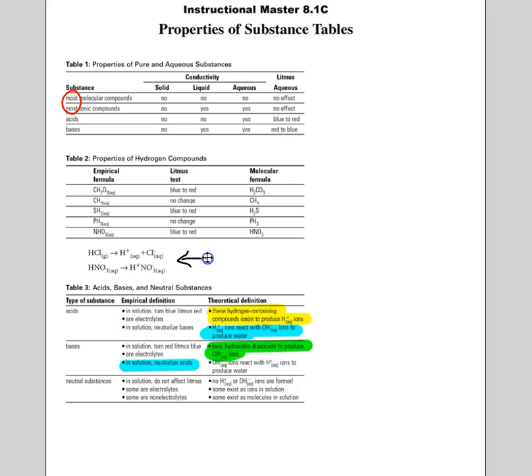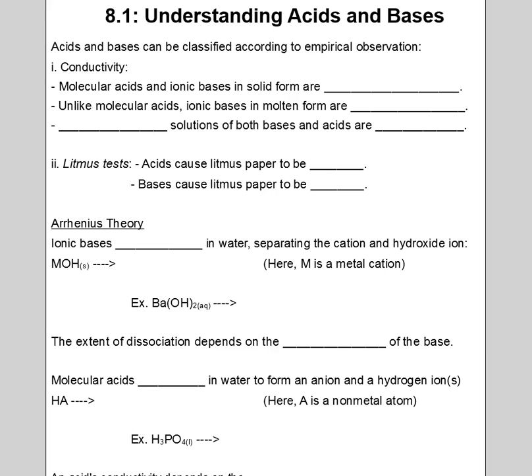Bases, on the other hand, we'll look at are more related to what happens to the compound when they dissolve, in that they'll produce hydroxide ions. We have conductivity and litmus tests. So to fill this in, for molecular acids and ionic bases in solid form, we saw those in the chart. They were non-conductive. So we're just summarizing experimental results here.